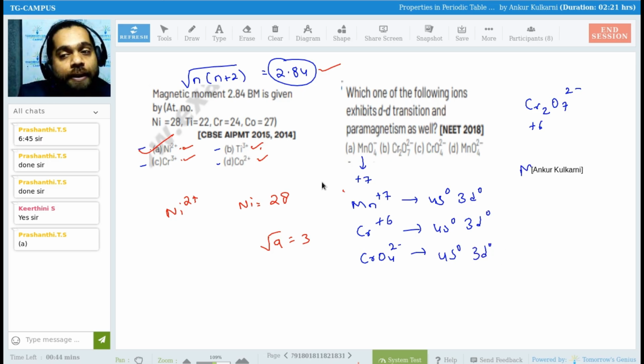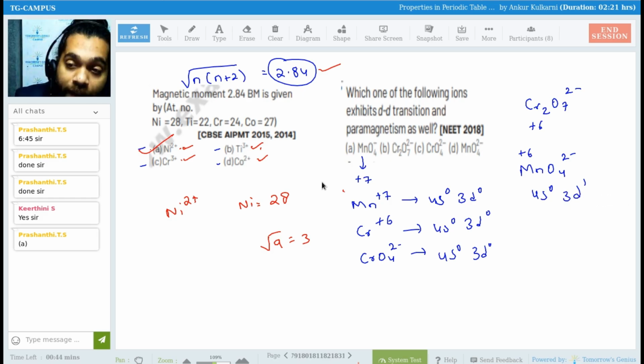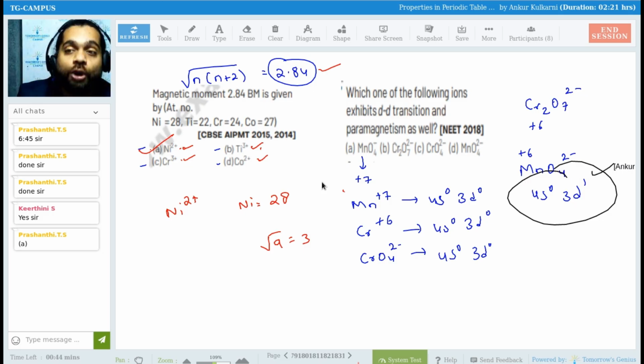Then we have MnO4 with the oxidation state plus 6. So plus 6 means what? 4s0, 3d1. So only one option with the unpaired electron. Forget about unpaired electron, only one option with any electron in the d block. So it will show d-d transition. It will show paramagnetism as well. Is it clear? Come on, give me yes or no.